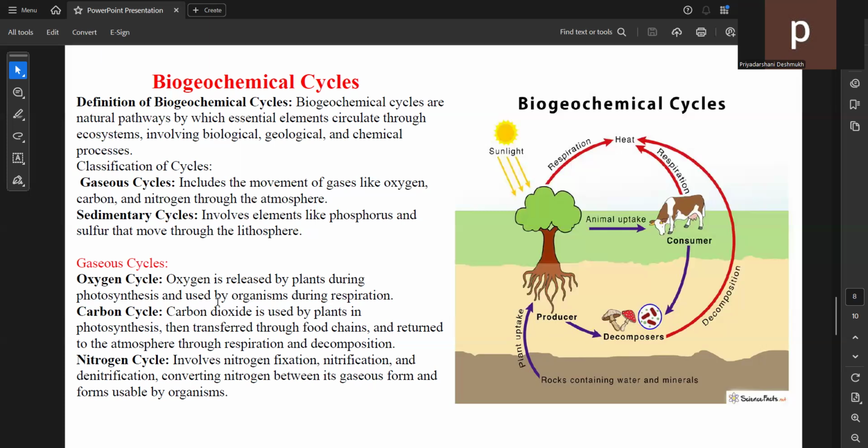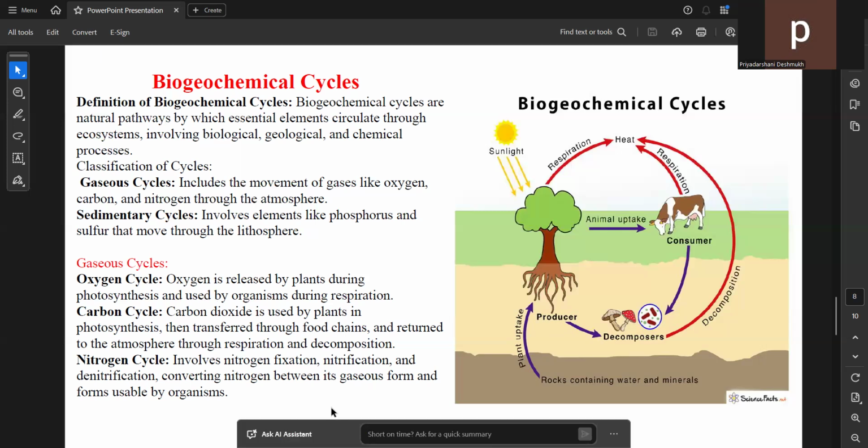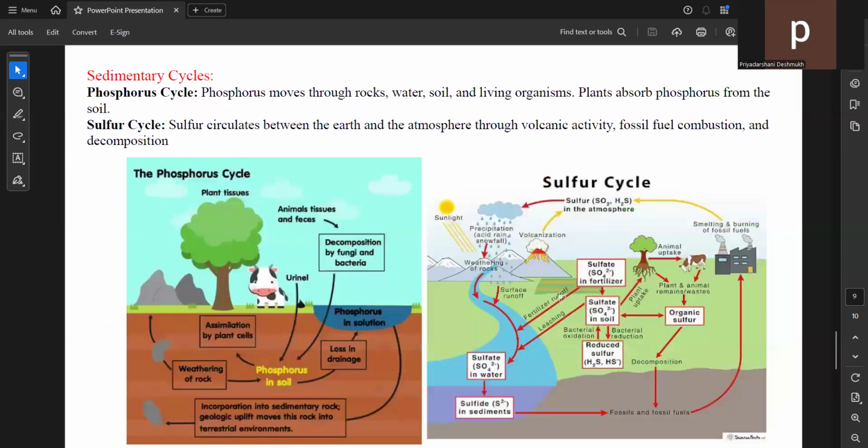Now, the next is the nitrogen cycle. This nitrogen cycle is very much important for plants and animals. Mainly it is important for the plants because it includes nitrogen fixation, nitrification, denitrification, and converting nitrogen into the gaseous form and the form of organisms.